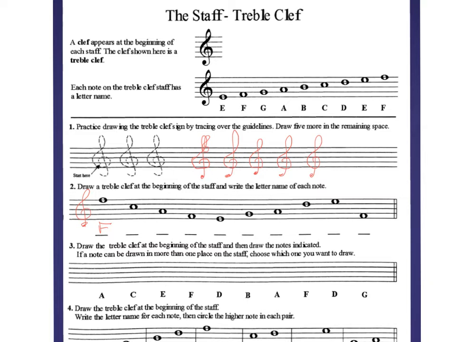Okay, here are the first 2 tricks. From bottom to top, you can think about the lines spelling out a certain phrase and the spaces spelling out something. So for the lines, we have E, G, B, D, F.